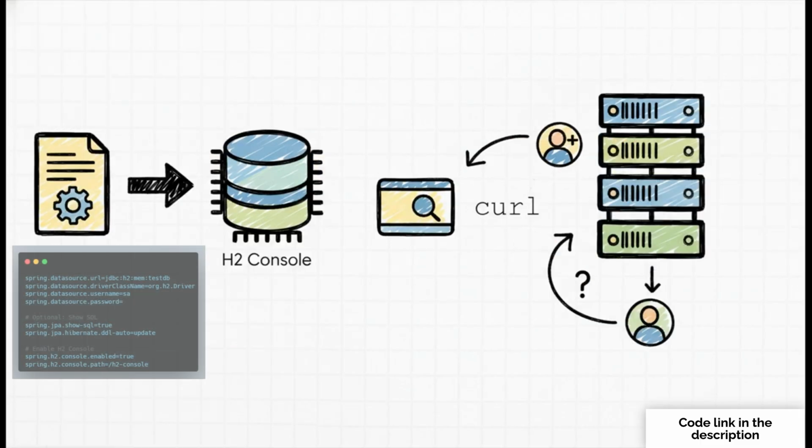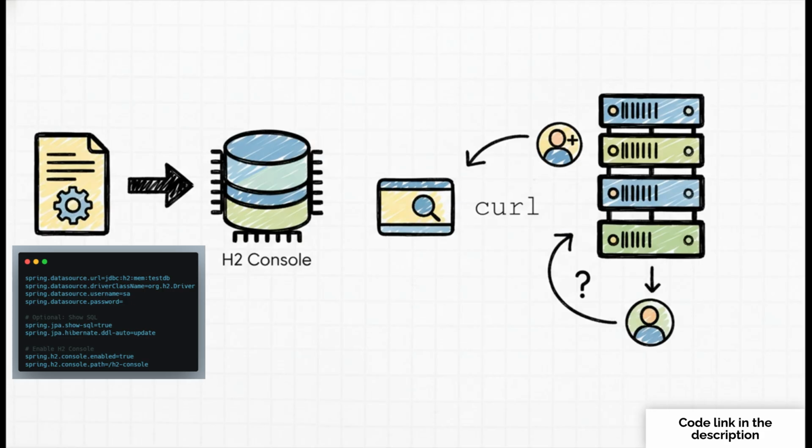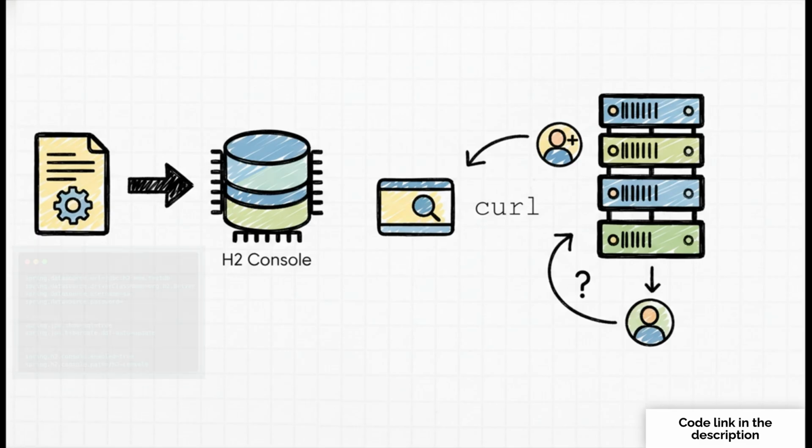Now to get this running, we'll use this application-dev properties file. This configures our H2 in-memory database and also enables its web console, which is super handy for debugging. Once the application is up and running, we can interact with it directly using these curl commands. The first one sends a POST request with a JSON payload to create a new user named Johnny. The second one sends a GET request to that new user's ID endpoint just to confirm it was created successfully.